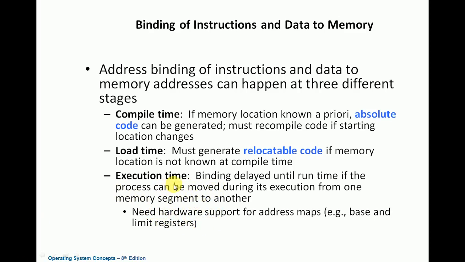If the binding of the instructions or data to memory is done during execution time, then it is called dynamic binding. To have dynamic binding, we need the support of hardware. We need to make use of registers provided by the CPU, like base and limit registers. This is necessary for the address binding done at execution time, that is called dynamic binding.